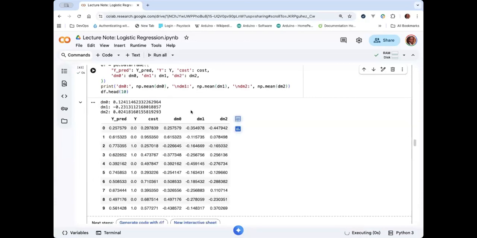Let's start all over again. So you see the original values. You can see from the original values, they were not very good. They were actually not very close. Anyway, these are the predicted values, and these are the actual values of Y. So you can see the 0 and 1, which is the label. Then the cost.